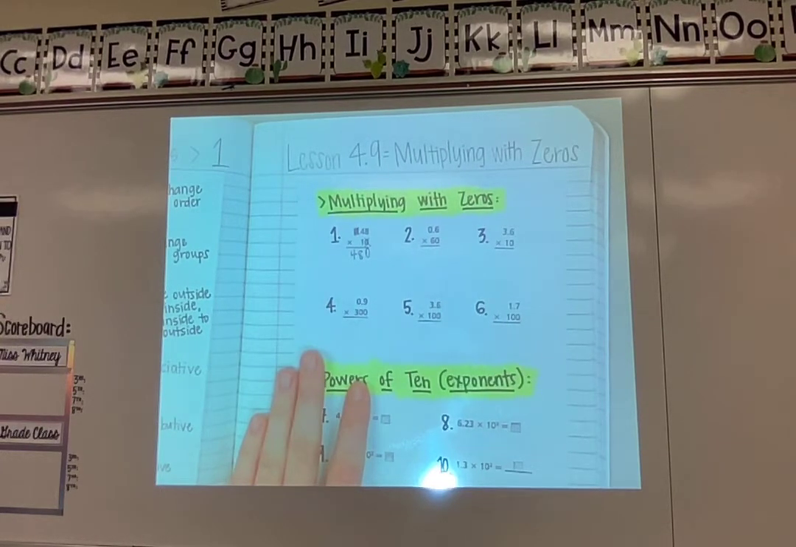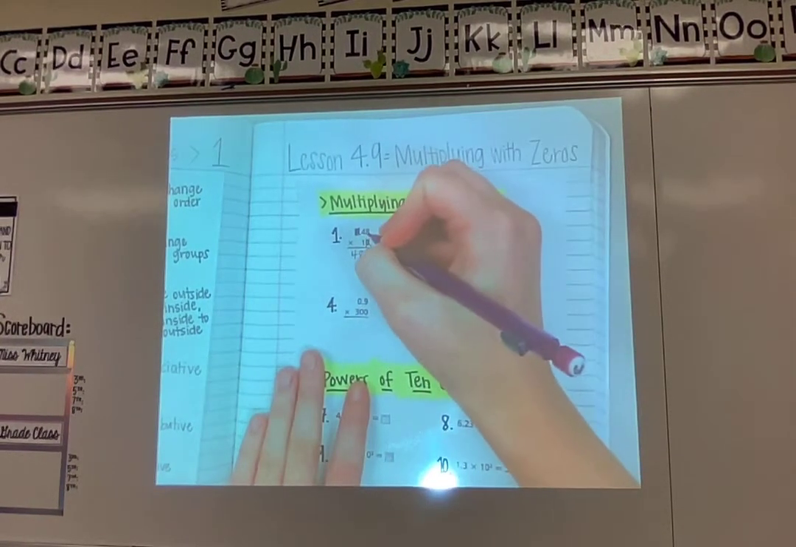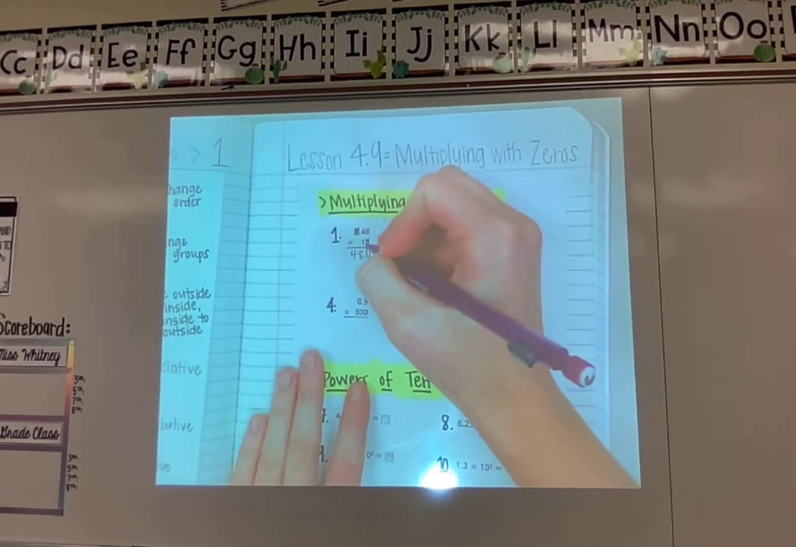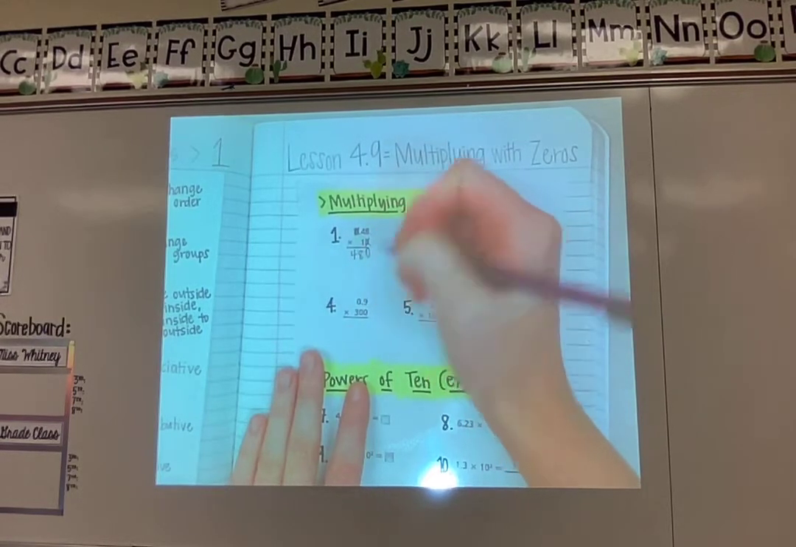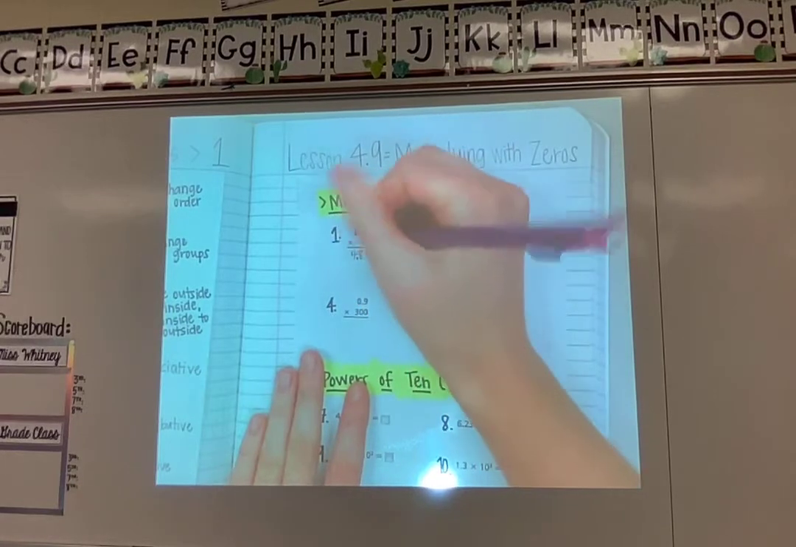So remember, I'm going to count up in my problem. I had 1, 2 behind the decimal. There was no decimal down here. So just 2. 1, 2. So my decimal would need to go right here. 4.80.